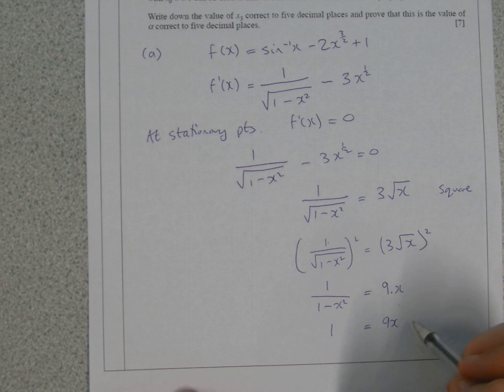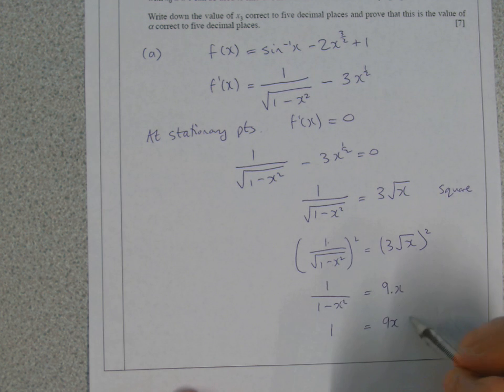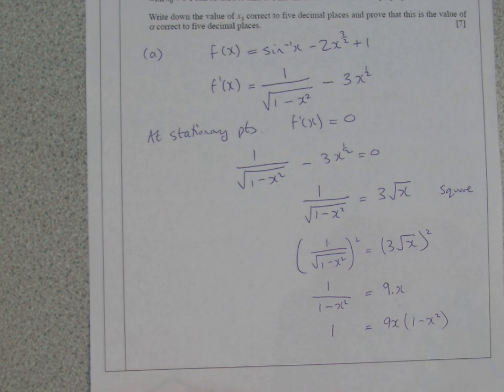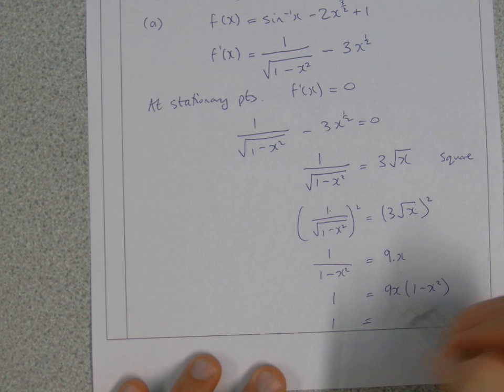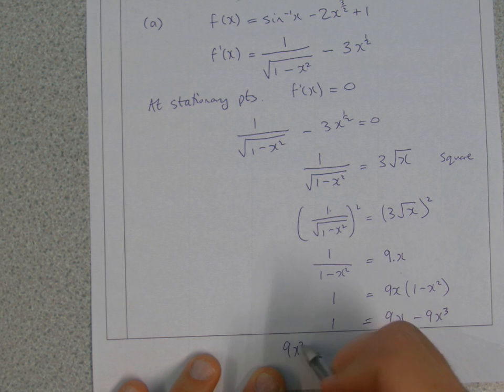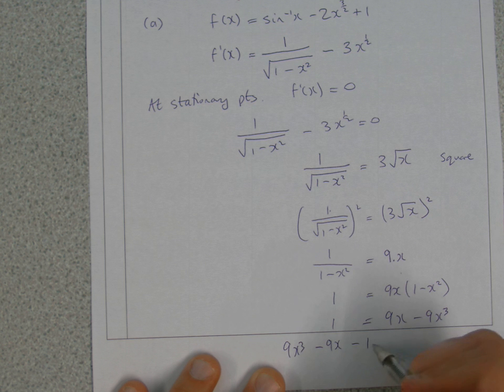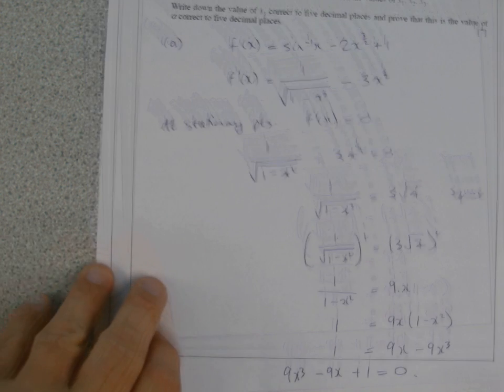The next thing I would do is take that 1 minus x squared over to the other side and multiply, because you're dividing by 1 minus x squared. Multiply the whole side by 1 minus x squared, and then you have 1 equals, now expand this bracket, 9x minus 9x cubed. Take everything over to the left hand side, and you have the result, or actually plus 1, shouldn't it? If you take all that over, you have the result that they wanted. Excellent.